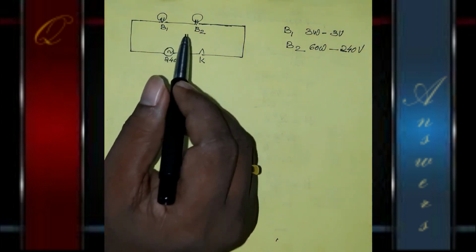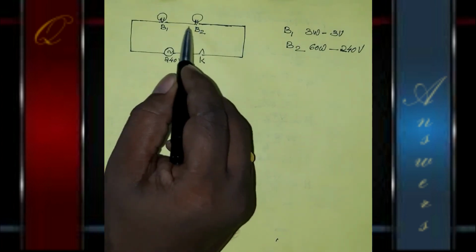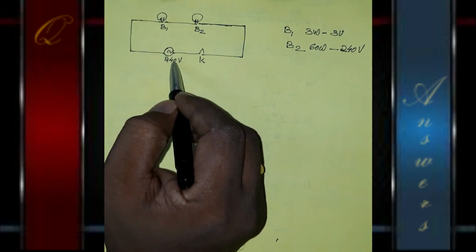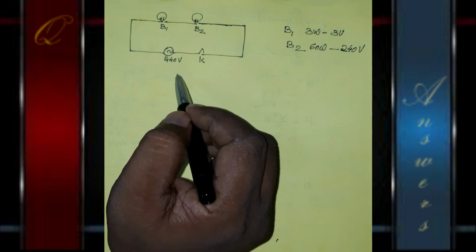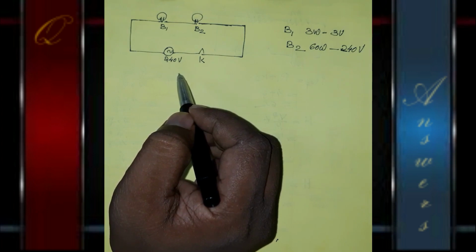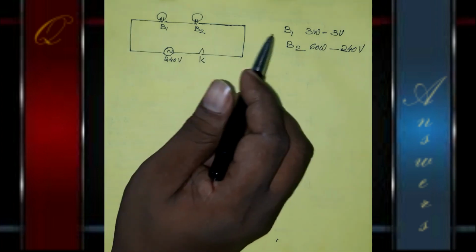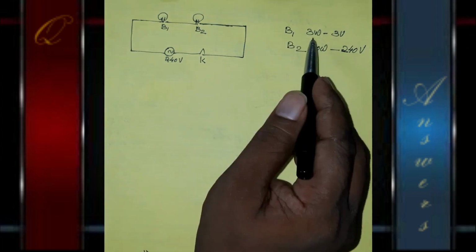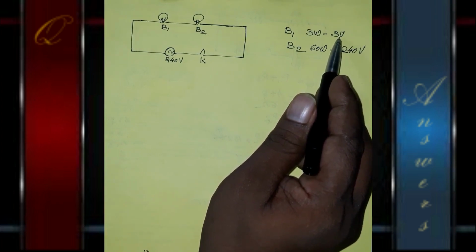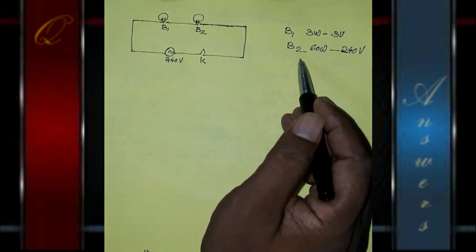This is the circuit diagram given. Here two bulbs B1 and B2 are connected in series, and it is supplied with a 240 volt supply, and a key is provided. Now the first question is, among B1 and B2, which has higher resistance? The specifications of the bulbs are given. B1 is 3 watt power at a 3 volt supply. B2 has 60 watt power at 240 volt supply.